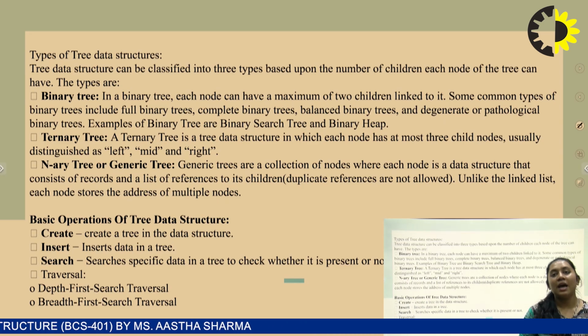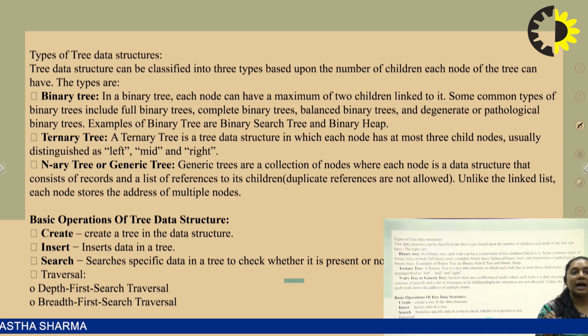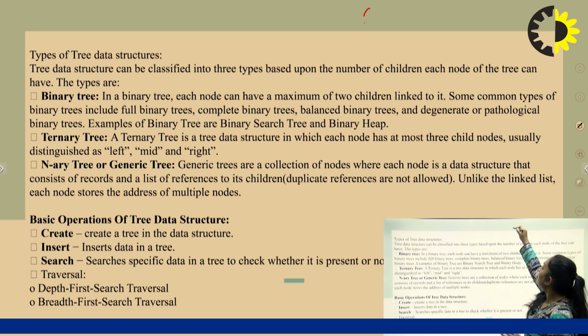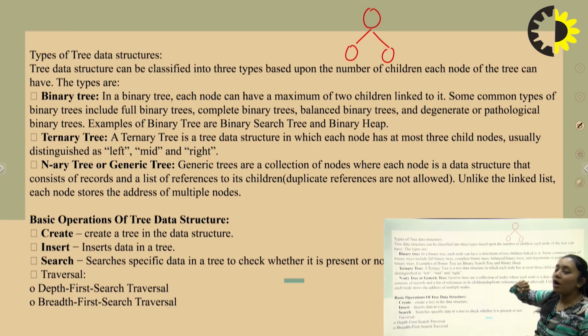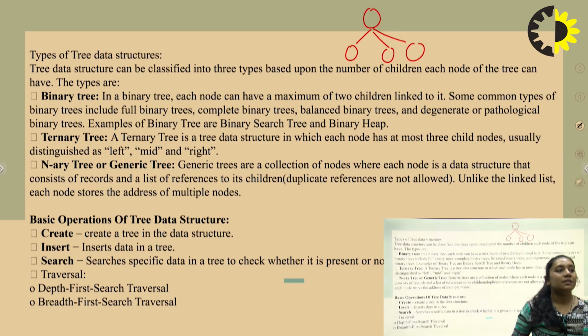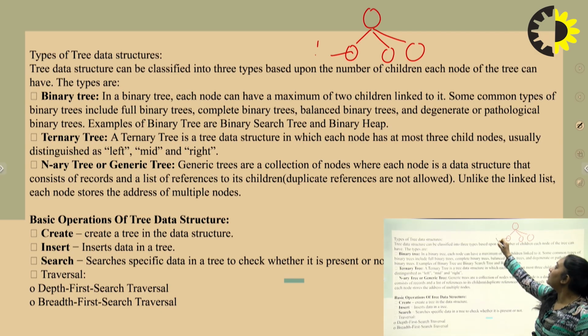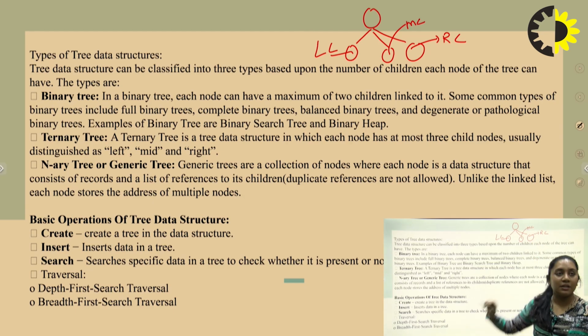Next type we have is the ternary tree. A ternary tree is a data structure in which each node has 3 children. Earlier I told you that a node has only 2 children, right? But if we talk about ternary trees, a node has 3 children. The first we call the left child, then the right child, and the middle child we call the mid child, right?